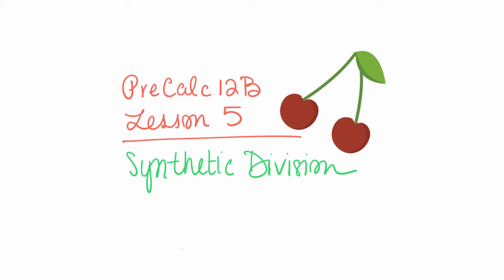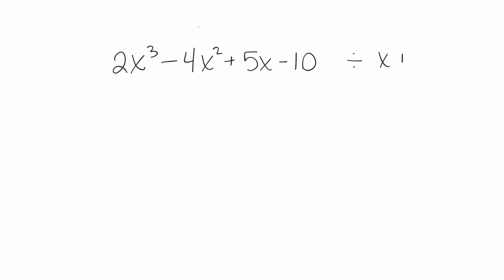Okay, synthetic division is an alternative to long division, and I think you are going to like it. So let's say we're starting off with something like this. Let's say we've got 2x cubed minus 4x squared plus 5x minus 10, and we want to divide by x plus 2. We're going to set up our synthetic division with two lines that kind of look like this.